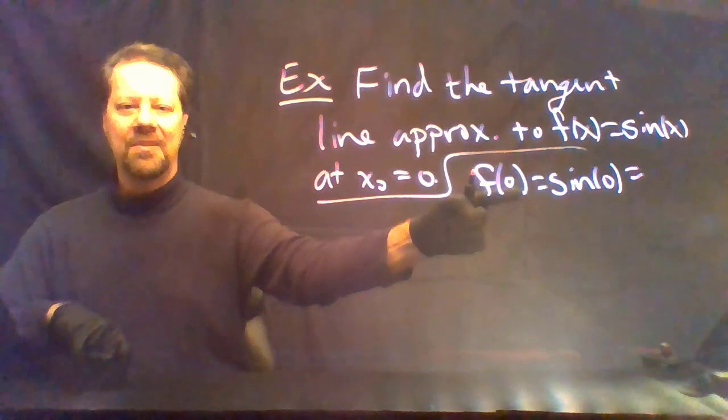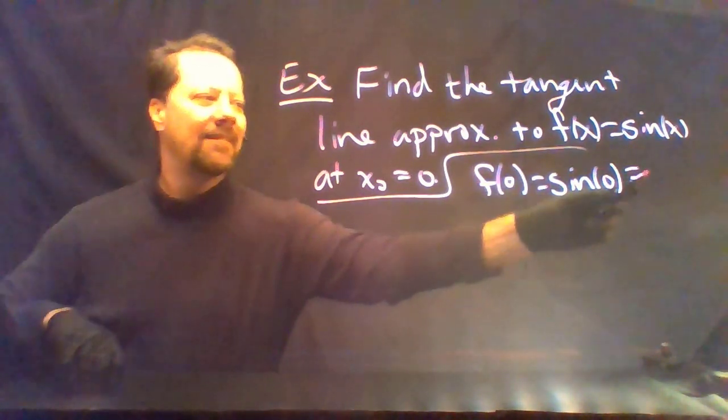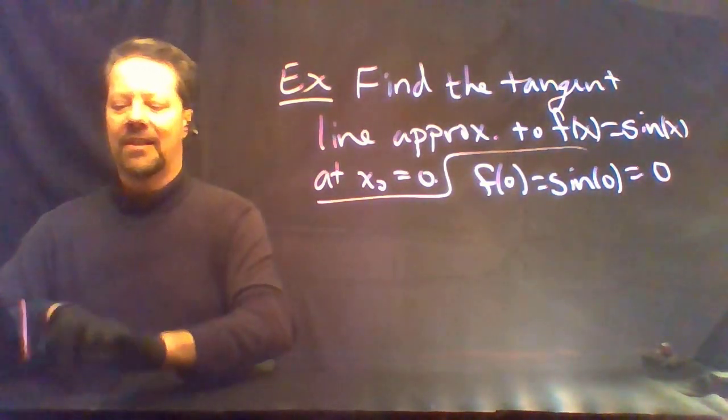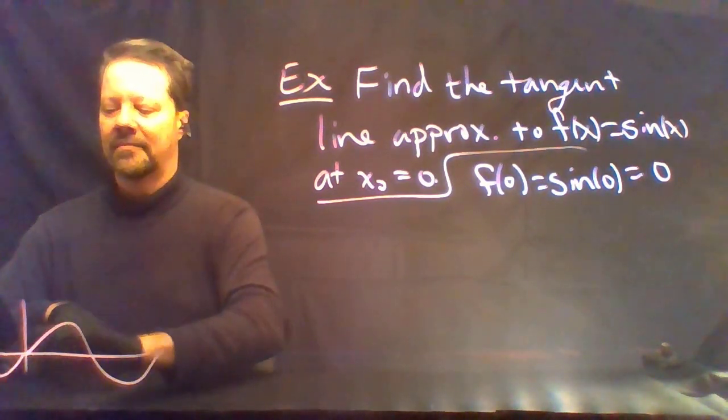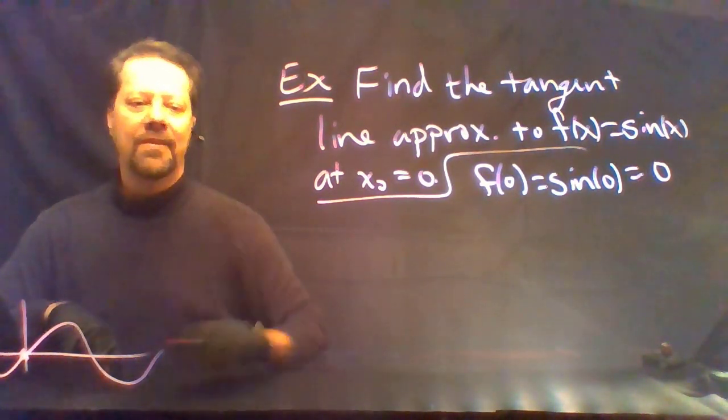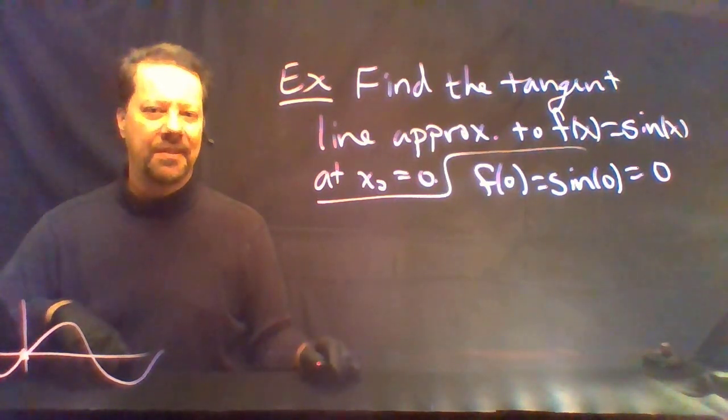What's the sine of 0? As you'll recall, the sine function looks like this. And so it goes right through the origin. When x is 0, y is 0.